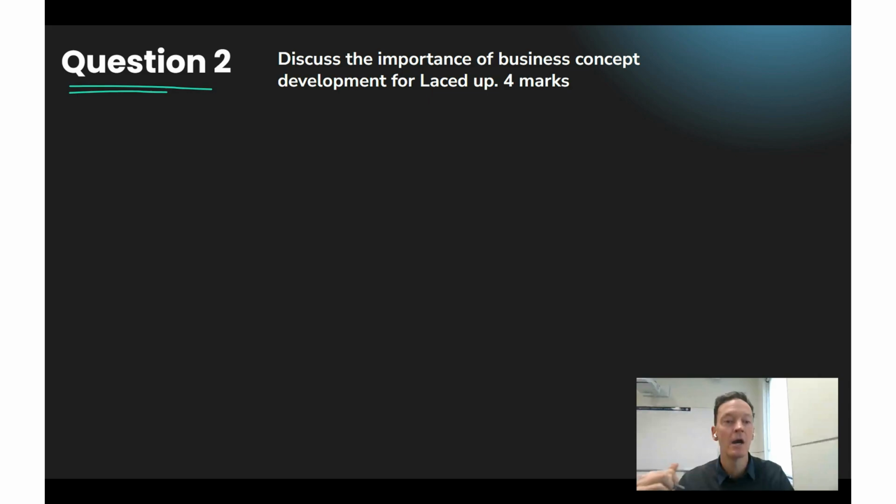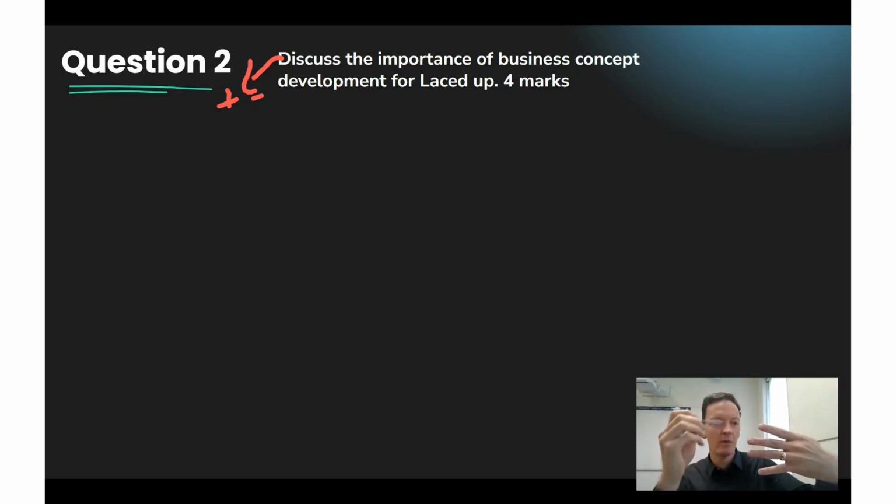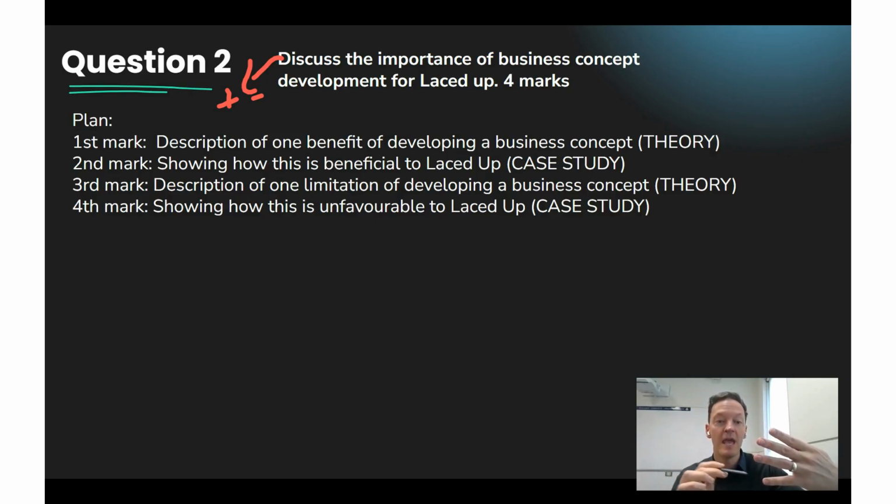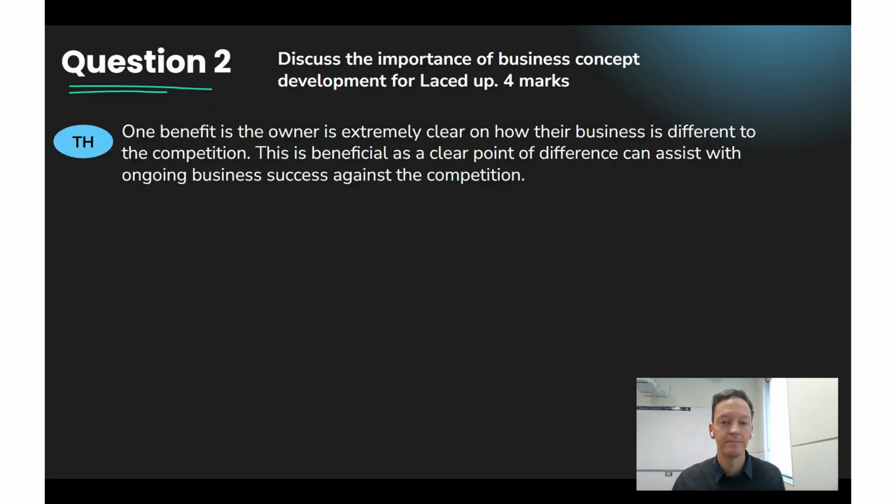Let's have another one. All right, question 2. Discuss the importance of business concept development for Laced Up. Now, as you all should know by now, discuss is benefits and limitations, and we've got 4 marks. And so when we're doing our answer planning, we want to essentially split up the theory from the case study. Theory, case study. And then so the theory is going to be marks 1 and 3, benefit, limitation. And then you can see marks 2 and 4 are going to be how that benefit applies to Laced Up, and then how that limitation applies to Laced Up. So let's have a look and see what that could look like.